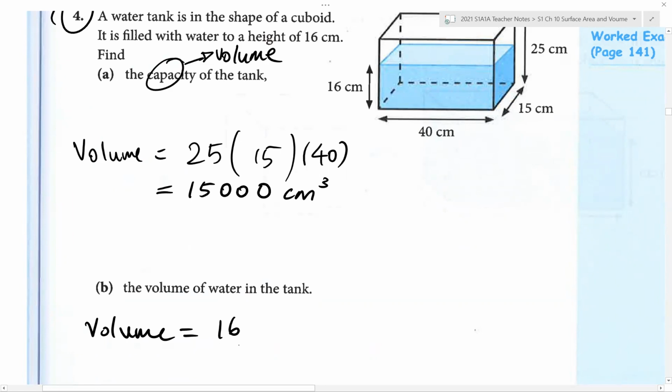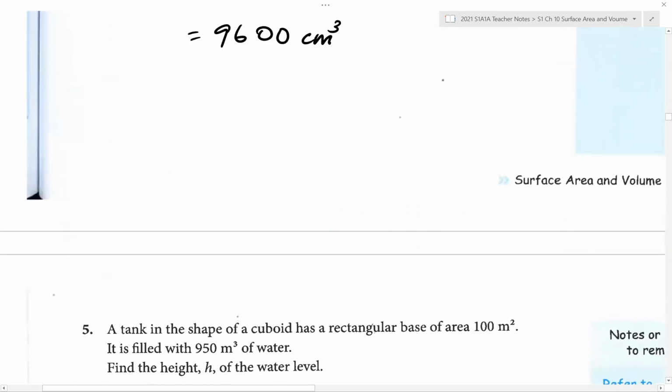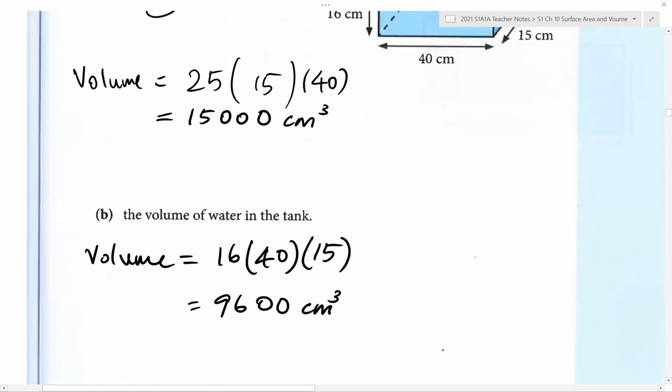16 times 40 times 15. Very good. Did you learn something? 16, 40, and 15. So we get 9,600 cubic centimeters. This is the volume of the water in the tank. Okay, so we see that the volume of the water in the tank is actually less than the capacity, which makes sense.